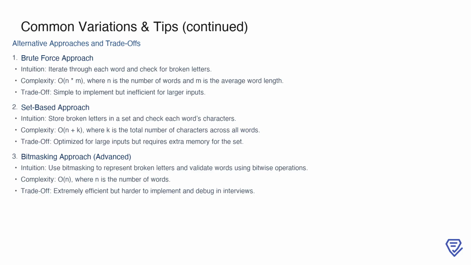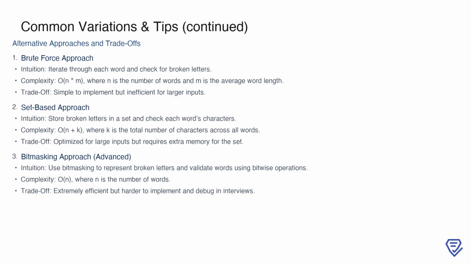The brute force approach is straightforward: iterate through each word and check if it contains any broken letters. While simple to implement, it's O(n * m) time complexity, where n is the number of words and m is the average word length, which makes it unsuitable for large inputs. A more efficient alternative is the set-based approach, where broken letters are stored in a set for O(1) lookups. This reduces the complexity to O(n + k), where k is the total number of characters across all words. It's optimized for larger datasets but does require additional memory.